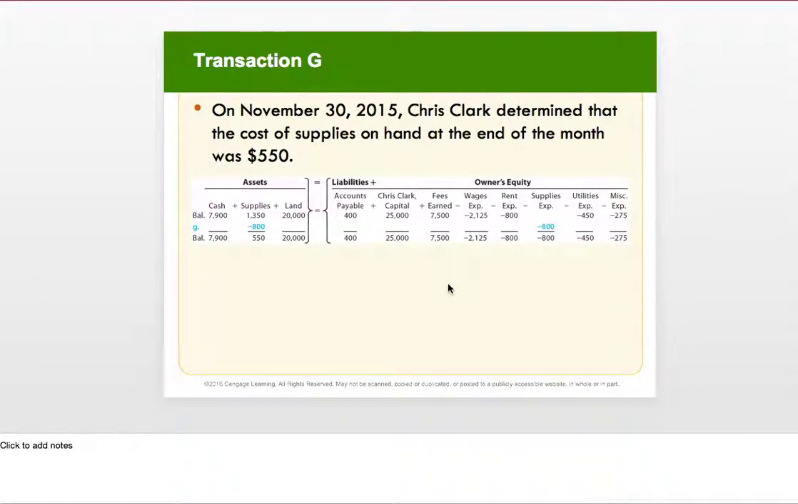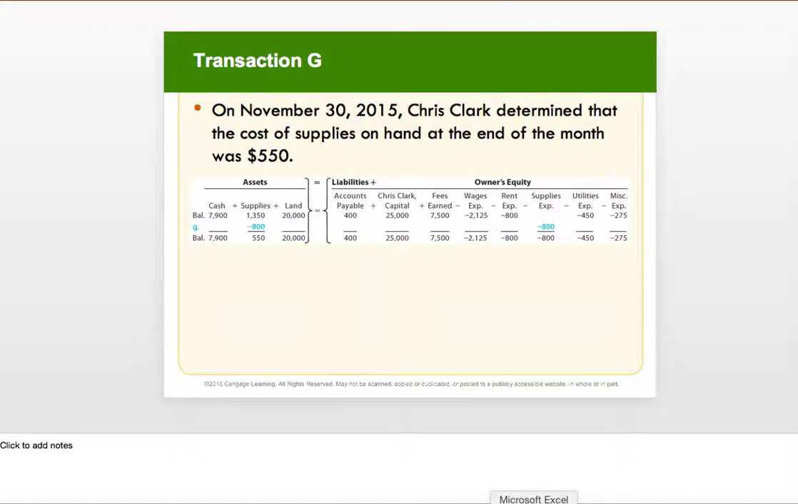Transaction G. It says that Chris Clark determined at the end of the month that the supplies on hand are $550. Well, we started out with $1,350 worth of supplies, and at the end of the month, they're $550. Well, Accounting 1 does not account for theft, and so what has happened is that those supplies have been used up. $800 worth of supplies have been used up.